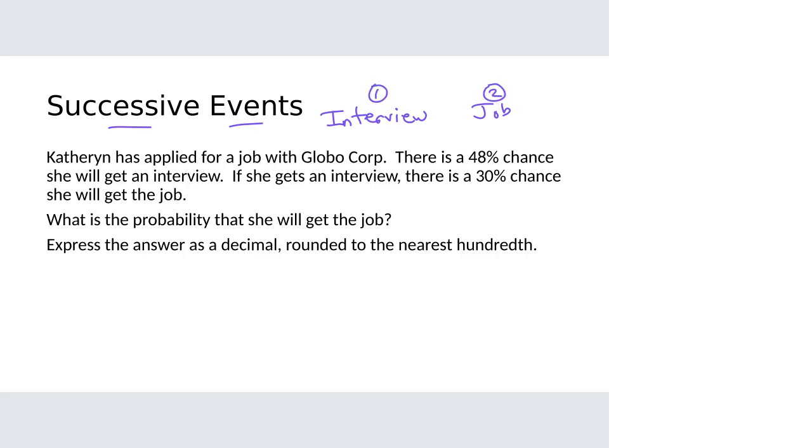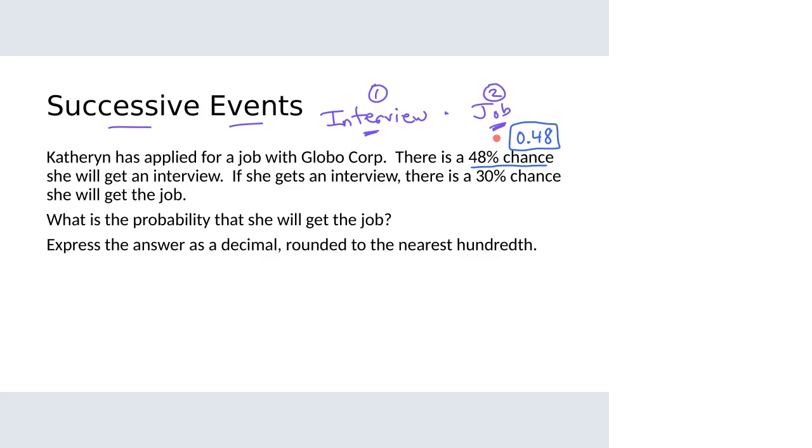So those are our successive events, one thing, then another. All right, what I need to do is find the probability of getting an interview, the probability of getting the job, and multiply those together. Well, in this particular setup, I'm not given successes and outcomes. Instead, I've just been told there's a 48% chance. 48% is a percent, but we could write that as a decimal, as 0.48. And this is the decimal version of the probability that she's going to get an interview.